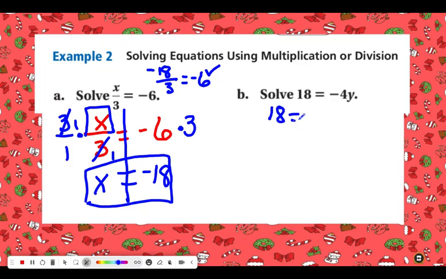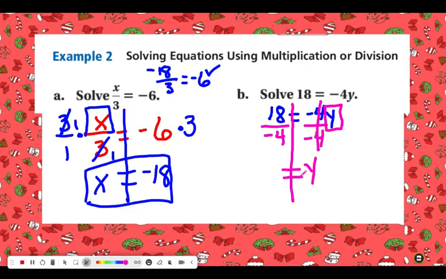18 equals negative 4y. So I'm going to split the equation at the equal sign. Remember, it's like a balance. I'm going to box out the variable because that's the side that I'm working on. This says negative 4 times y. So the opposite of multiplication is division. So we're going to divide by negative 4 on both sides. Negative 4 divided by negative 4 gives me just one positive y. That's what we want to be left with.